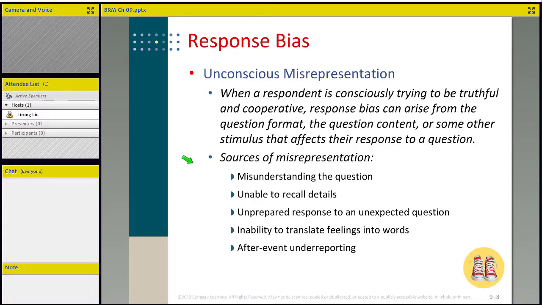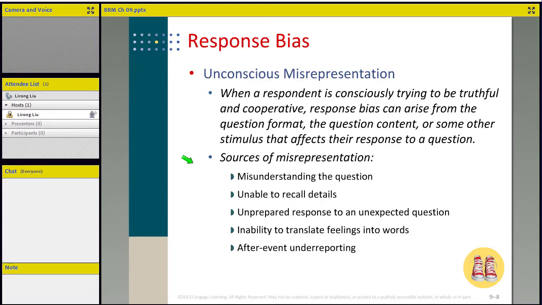There's also more response bias, unconscious misrepresentation. Sometimes the survey questions are just not clear enough. After all, the survey questions are designed by someone, right? And the person who designed the survey may not design the best question, so the question can be misleading, and the respondents would not be able to give the right answer.